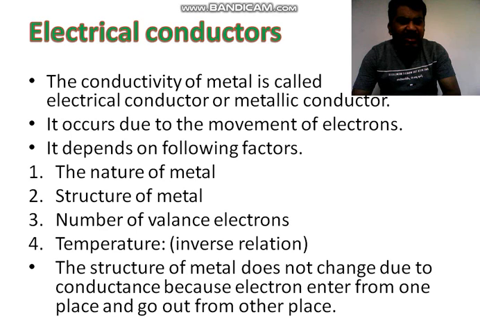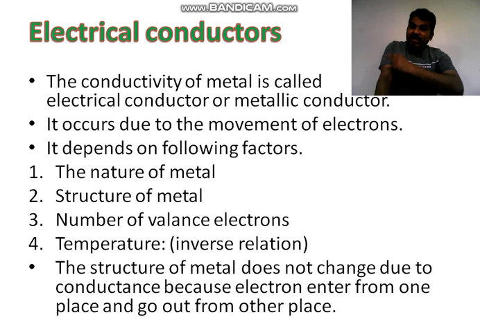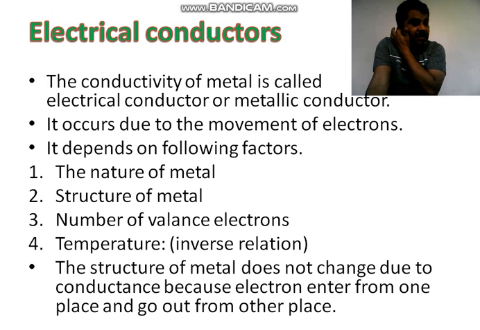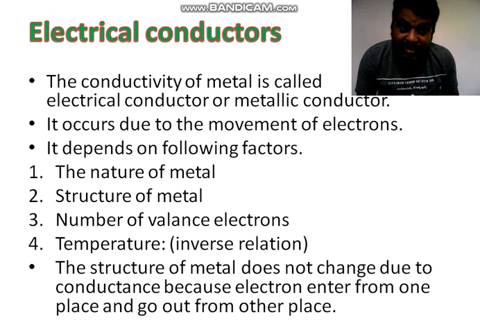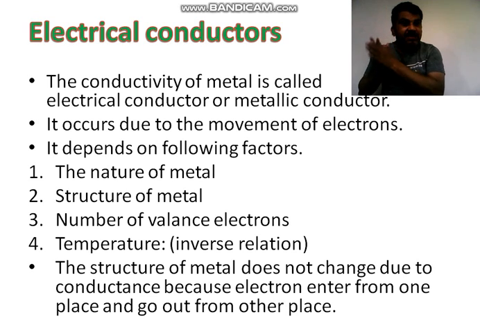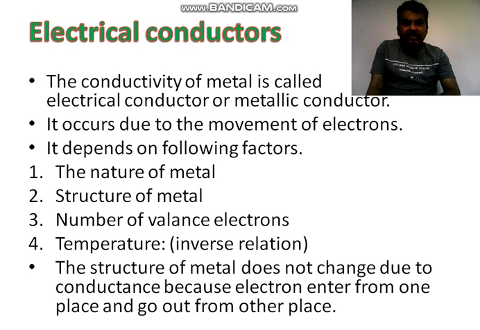The conductivity of metals is called electrical conductance or metallic conductance. Why? Because this is due to the electrons. That's why it is known as an electrical conductor. It occurs due to the movement of electrons. If electrons go from one place to another, then this is known as electrical conductivity.